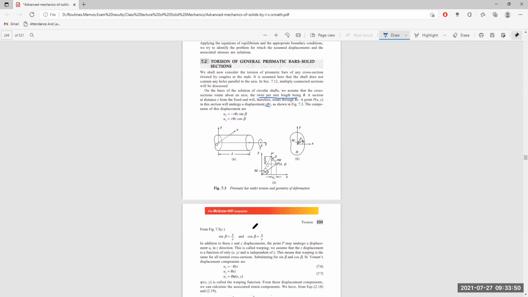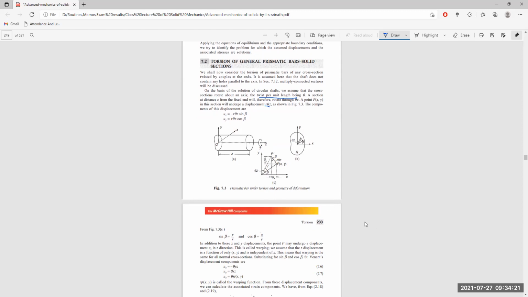Now it is very clear from this value what sine beta is: y by r, where r is this length and y is the distance over the surface, and cos beta is x by r. Y is this coordinate from P to here. So sine beta is equal to y by r, and cos beta is equal to x by r, where x is the x coordinate of the point P itself, and r is the distance of this point P from the center of rotation itself.